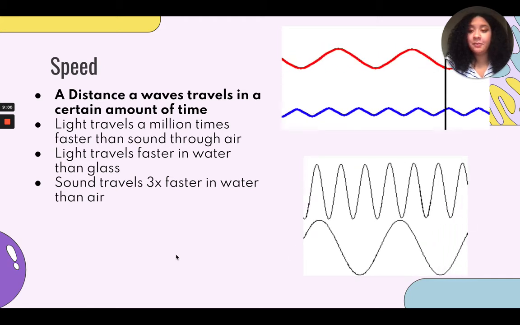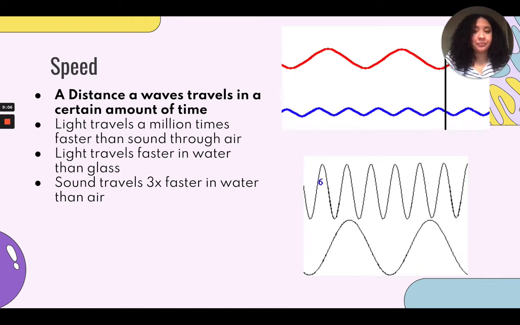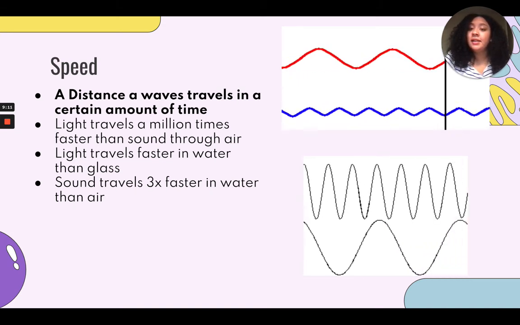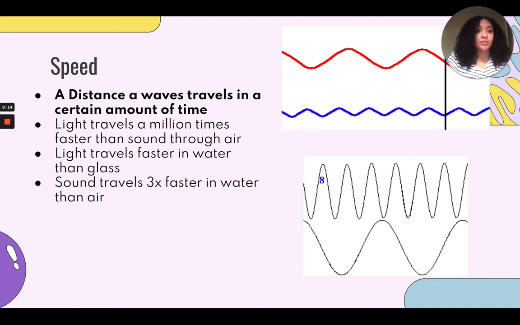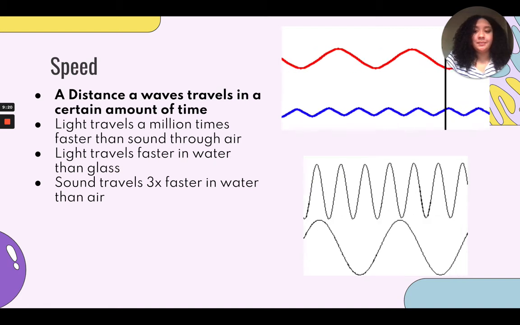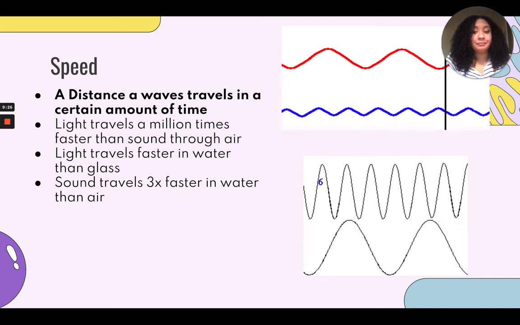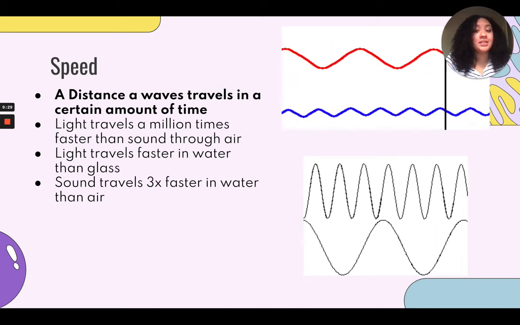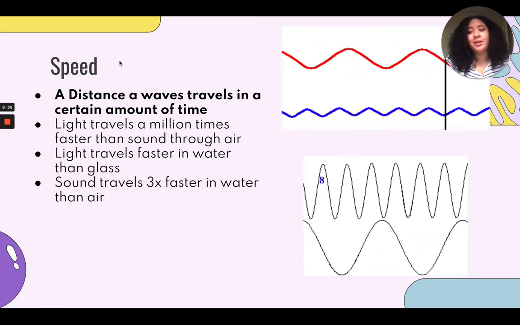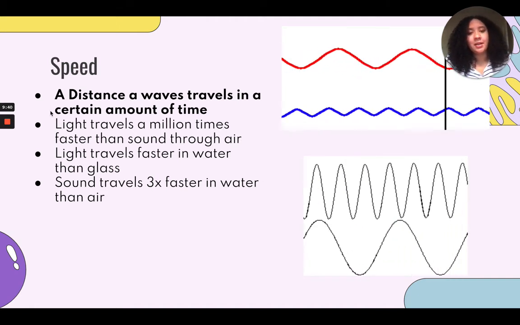Then there is the speed of a wave. That is the distance a wave travels in a certain amount of time, how far it travels within a certain amount of time. Just some facts: light travels 1,000,000 times faster than sound through air. Light travels faster in water than in glass, and sound travels 3 times faster in water than in air. Those are just some facts, but all you really need to know is that speed is the distance a wave travels in a certain amount of time.